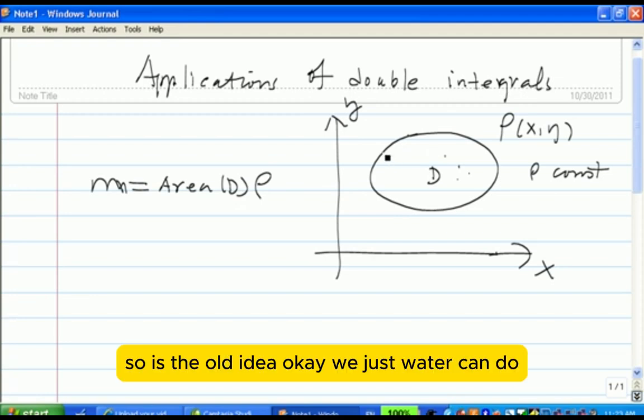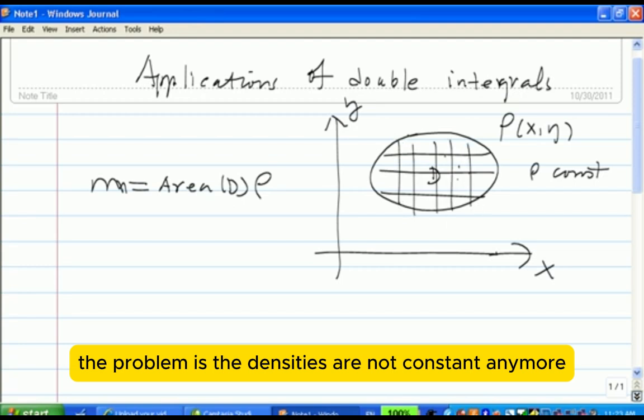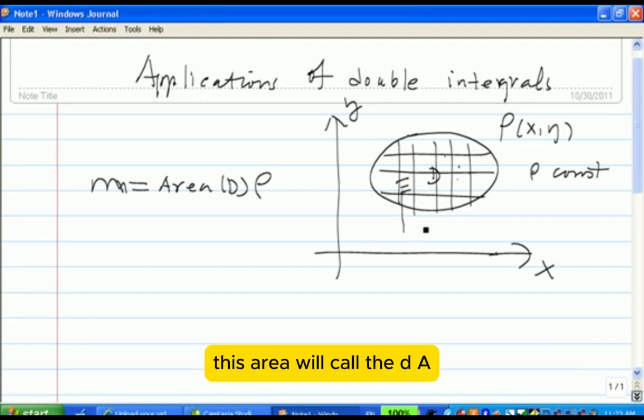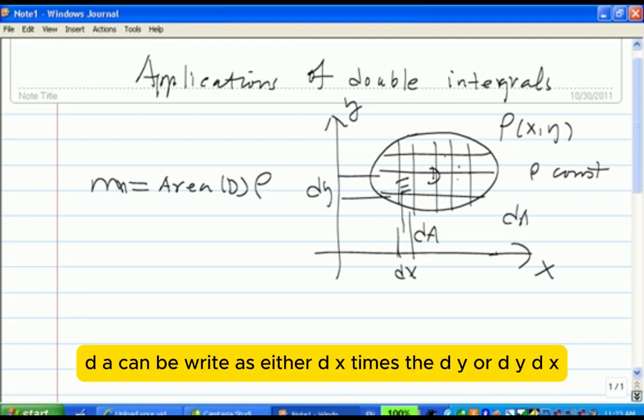So this is the old idea. The problem is the density is not constant anymore, so we don't know how to do that. So you can break your region into many small rectangles. This area we'll call dA. This is the dx. This is the dy. dA can be written as either dx times dy or dy dx, right?